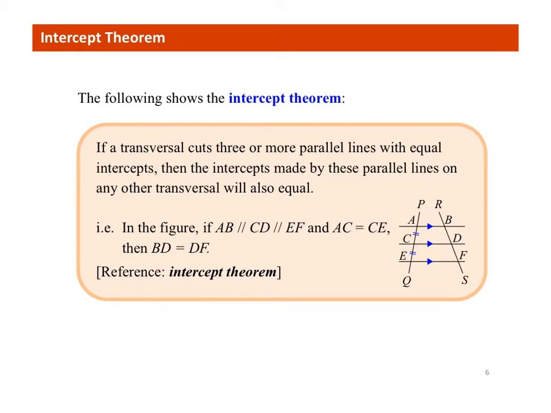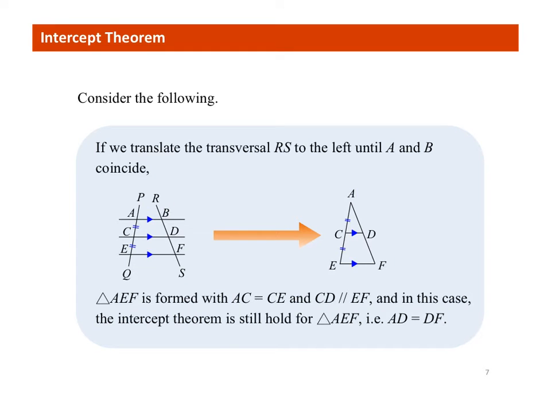In the figure, if AB is parallel to CD and parallel to EF, and AC equals EC, then we have the conclusion BD equals DF. The reason is intercept theorem. Intercept theorem also applies to triangles. In the figure, it's given that AC equals CE and CD is parallel to EF. In this case, we will have the conclusion AD equals DF.